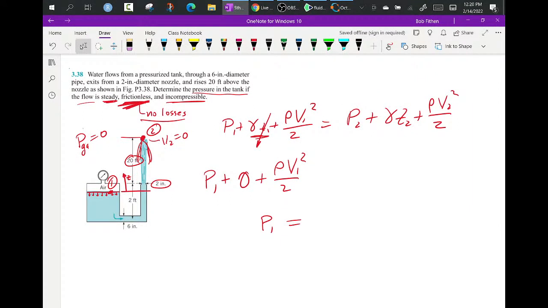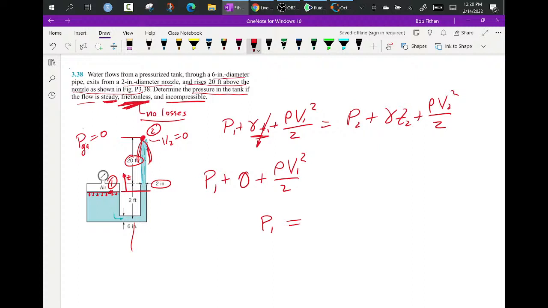Technically, okay, water exits the vessel, which is a 6-inch diameter. Here's your 6-inch diameter. I really don't care about that. It exits through a 2-inch diameter nozzle and rises 20 foot above the nozzle as shown there.